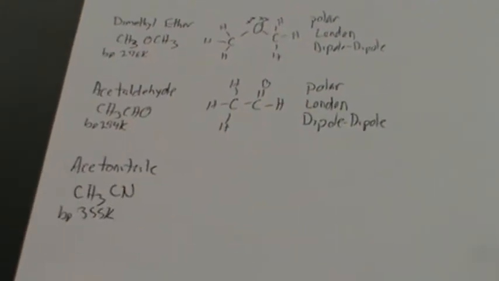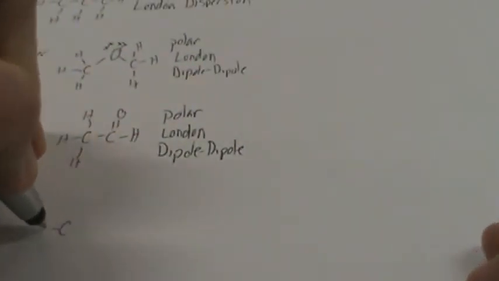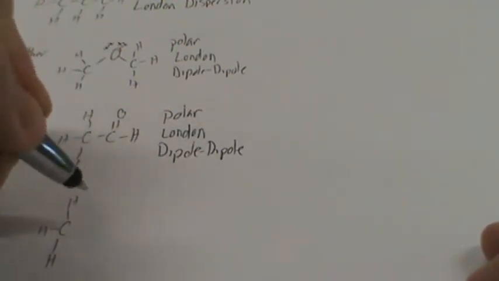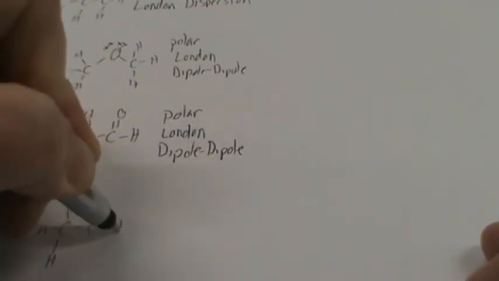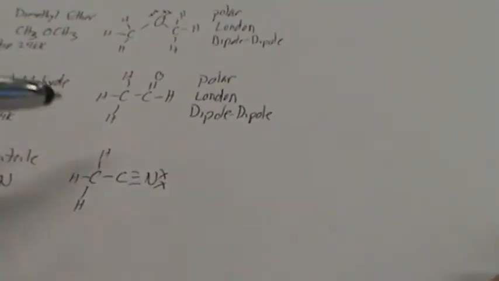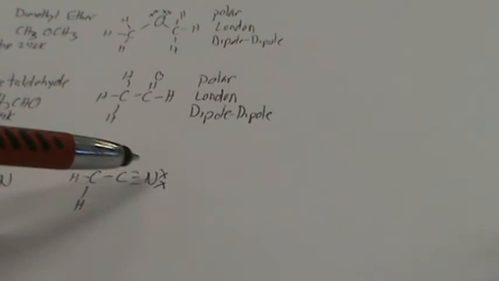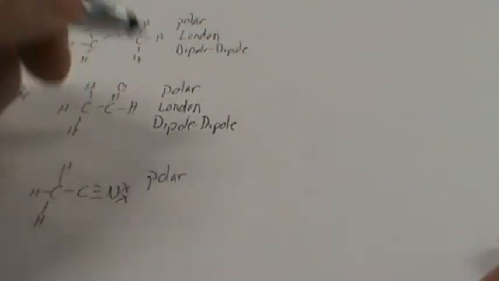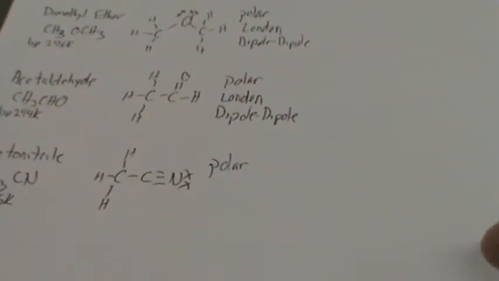And the last one is acetonitrile. We'll talk about VSEPR shapes with these when we get back. Okay, so nonpolar, nonpolar, carbon and nitrogen, polar, asymmetrical, so this is a polar molecule.